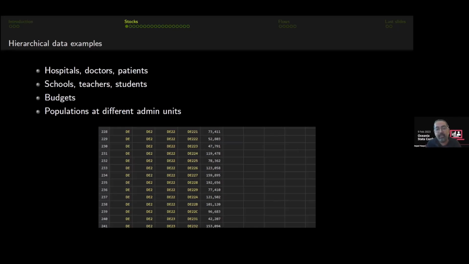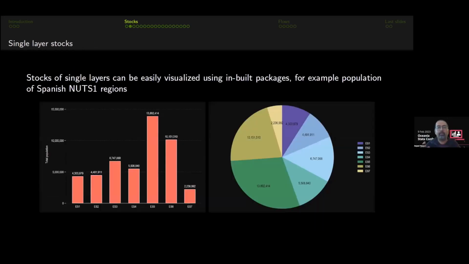So I'm going to use this data set to show you some examples of how this can be used in types of data visualizations. Single layers are easy to map. I've taken Spain as a case study, because Spain has 7 divisions below the national level. So it has enough information, yet is simple enough to show the visualizations on a screen.